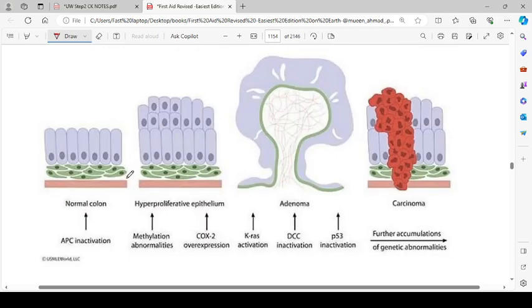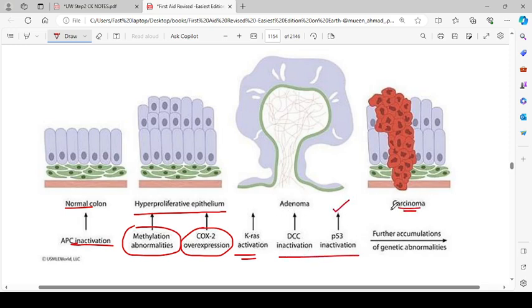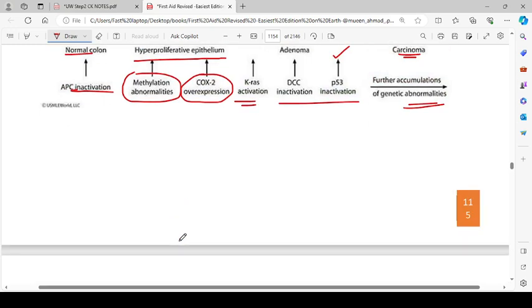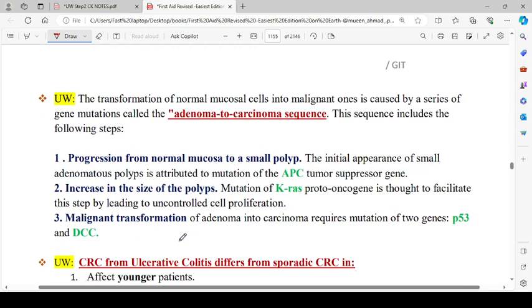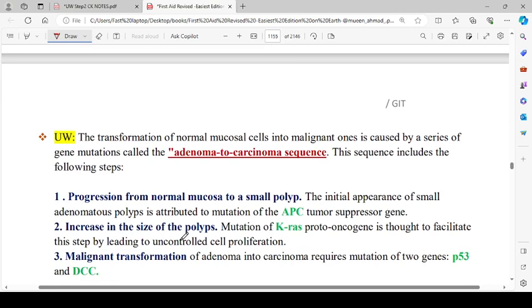So again, this is the normal colon. In case of APC inactivation, there will be hyperproliferative epithelium. Methylation abnormalities will be present and COX2 overexpression will be there. If there is a KRAS mutation in this hyperproliferating epithelium, that will result in adenoma formation. If there is DCC inactivation or P53 inactivation, that will result in carcinoma formation, and further accumulation of genetic abnormalities can also occur because of the tumorigenesis. When the tumor has formed, there is so much cell proliferation that further mutations are also prone to happen in the tumor.